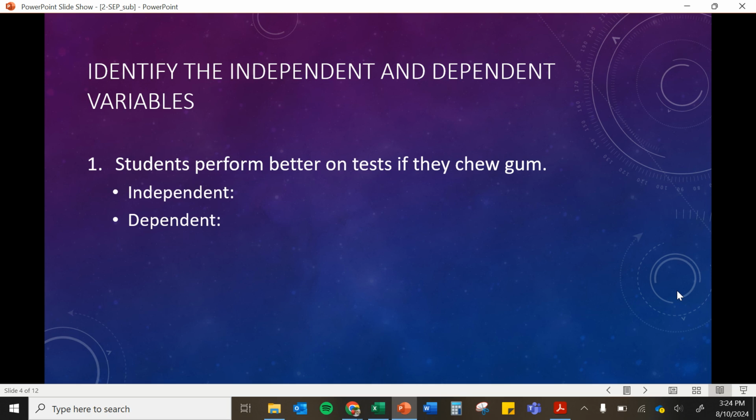Here's an example of an experiment, and we're going to identify the independent and dependent variables. Do students perform better on tests if they chew gum? That is the experiment they're investigating. The independent variable, the thing I am capable of controlling, is whether or not the students have gum. I can't tell the student you're going to perform better or not. I'm not in control of that, but I am in control of whether I give them gum or not. So the presence of gum is our independent variable. The dependent variable is what is dependent on that, and that is the scores on those tests. This is how we identify independent and dependent variables.